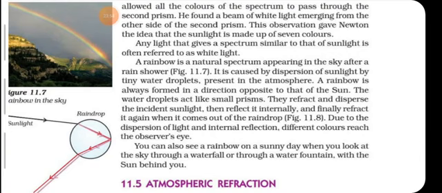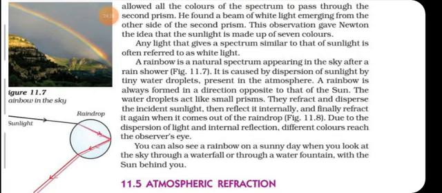The water droplets act like small prisms. They refract and disperse the incident sunlight, reflect it internally, and finally refract it again when it comes out of the raindrop. Due to the dispersion of light and internal reflection, different colors reach the observer's eye.